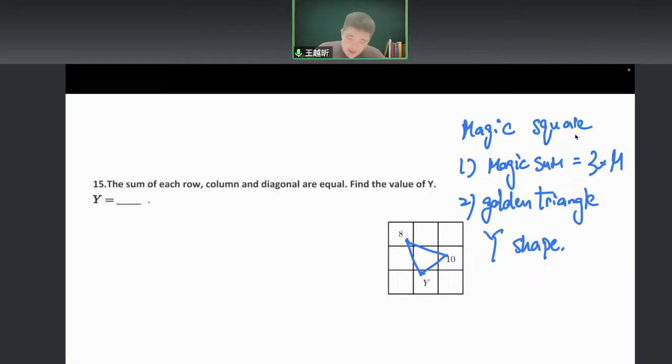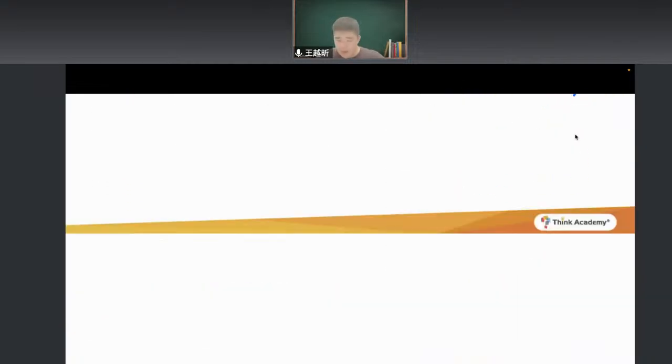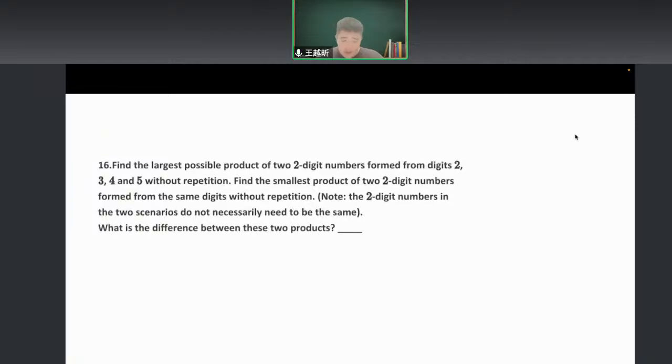So you start with one of the corners, connect to the middle, and you write a Y. The conclusion here is, 2 times 8 equals 10 plus Y. So using this, we can get Y equals 6. Okay, so move on. This one is very similar to question 9, so I'll skip.